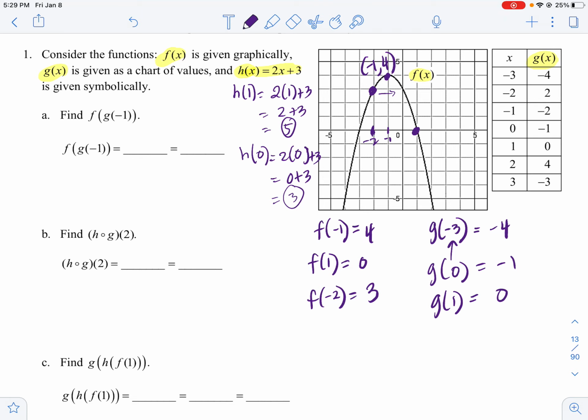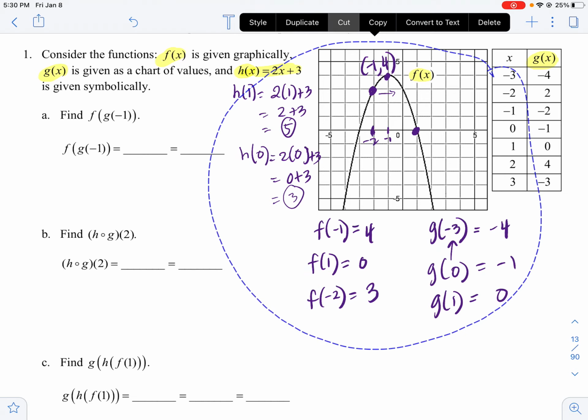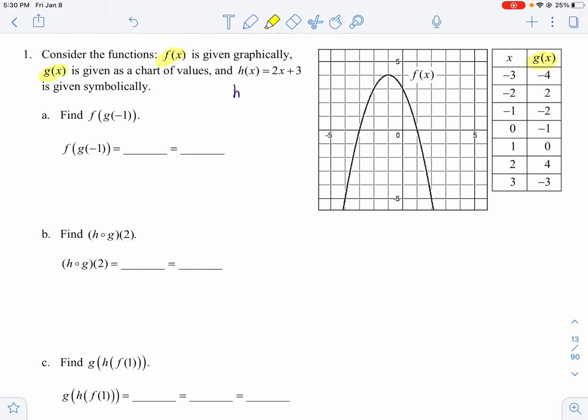I'm hoping that as we dive in with the problem, it's easier for you to understand when I say g of, you look at the chart. F of, you look at the graph. H of, you look at the equation. So, let's delete all of this and let's dive into the question.